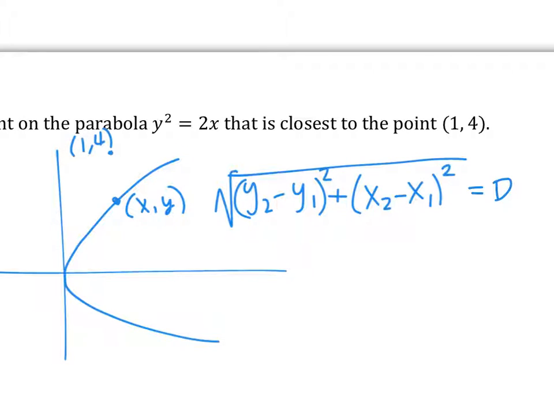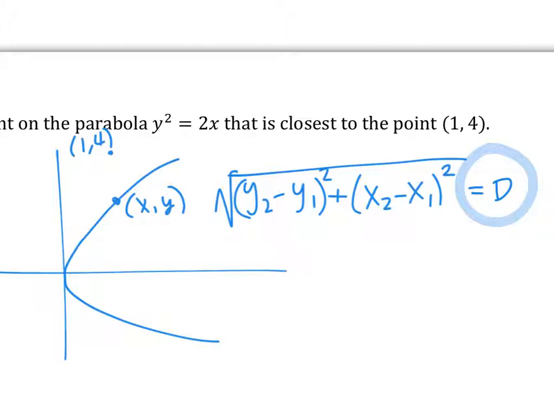So the question is, how do I find the point that is closest to this point? Closest to this point, what are they talking about? They want maximum or minimum? Maximum distance or minimum distance? Minimum. Okay, they want the minimum distance between these two. That means we're going to have to take the derivative of d and then find the minimum.